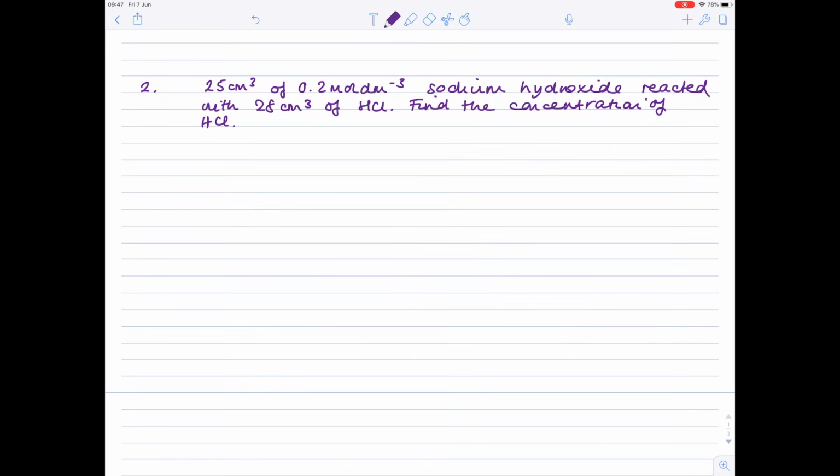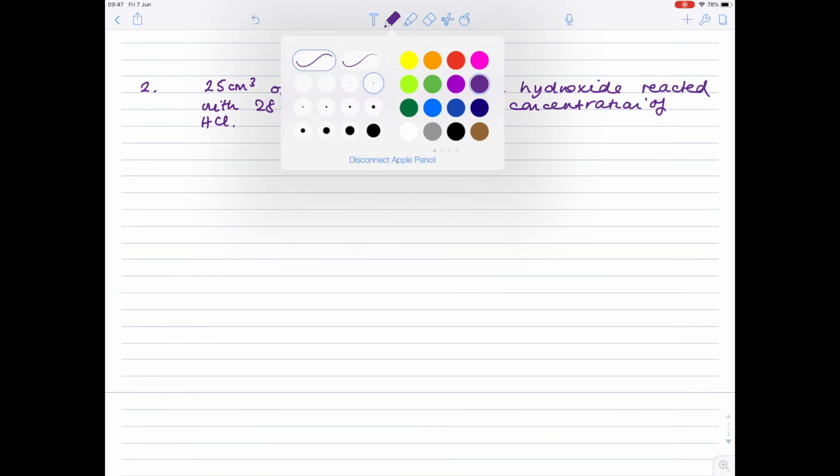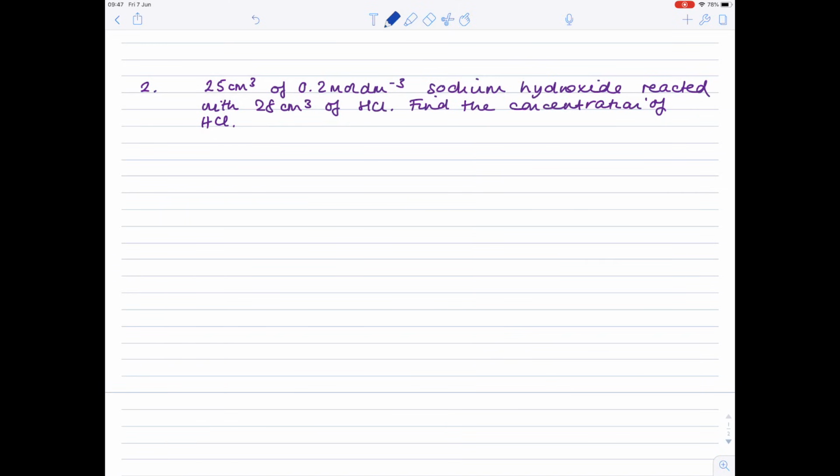The next type of calculation you need to be able to do in paper 2 is titration calculations. They'll always look something like this. So 25 centimeters cubed of 0.2 mol dm^-3 sodium hydroxide reacted with 28 centimeters cubed of hydrochloric acid. Find the concentration of hydrochloric acid. So this is a volume, this is a concentration, here's another volume, and we're after concentration. In this case, we need this formula triangle, which states the number of moles is concentration times volume.